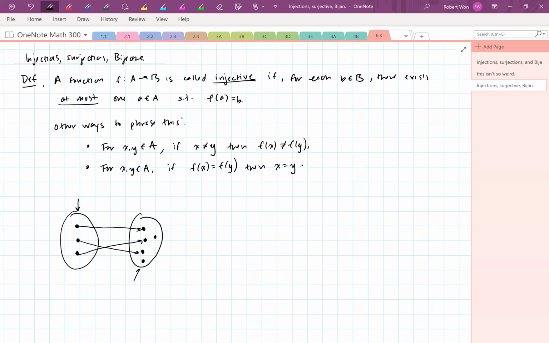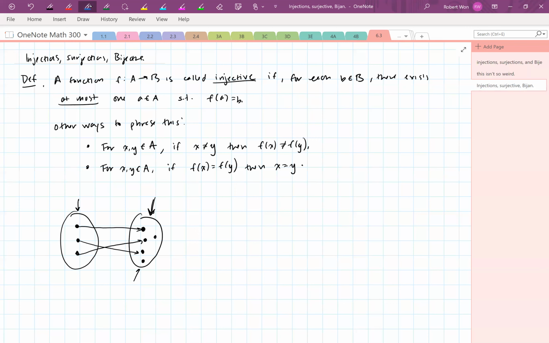What is this saying? This is saying if two elements map over to the same thing over here, if two elements map over to this dot, well, they must actually have been the same element to begin with. I can never map two different things over to the same thing. Okay, so an injective function is one that never maps two different things to the same thing. So an injective map is like something that doesn't collapse elements together.